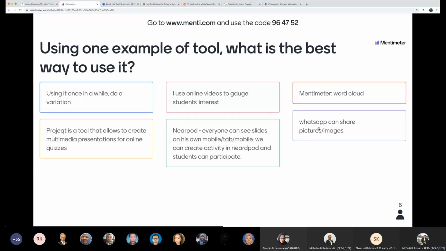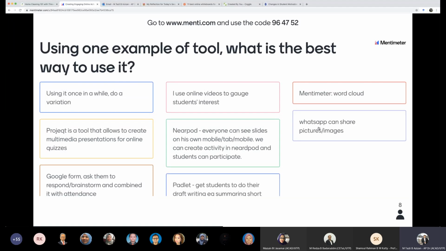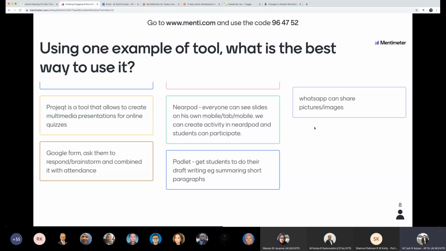Okay. Nearpod is a tool that allows you to create multimedia presentations for online quizzes. That is interesting. With Nearpod, everyone can see the slide on their own mobile. Tap on mobile, we can create activity in Nearpod and students can participate. That's interesting. WhatsApp can share pictures and images. Of course, everybody likes to use WhatsApp right now. What are the things that you think we can use for online learning? Google Form, ask them to respond or brainstorm and combine with attendance. Okay.